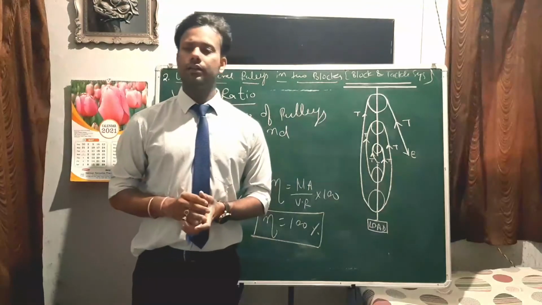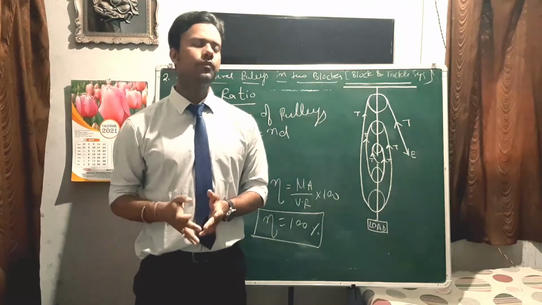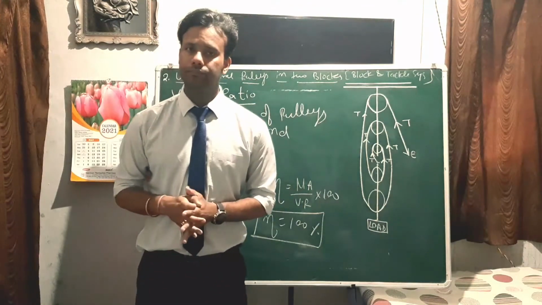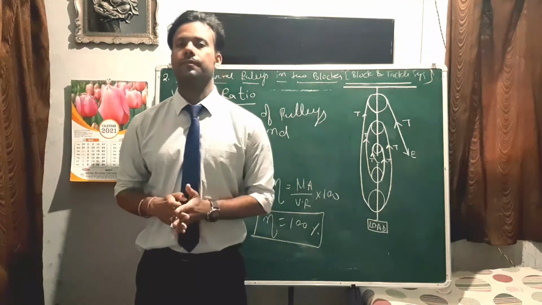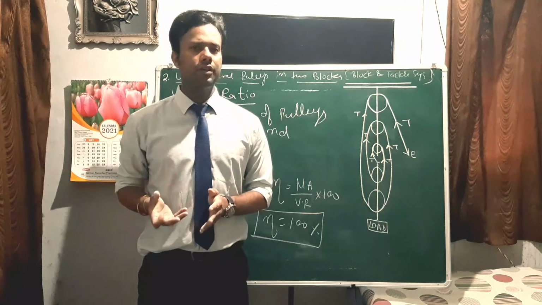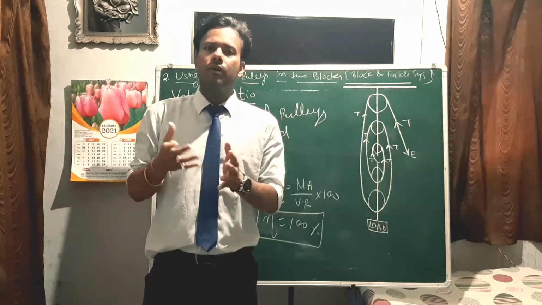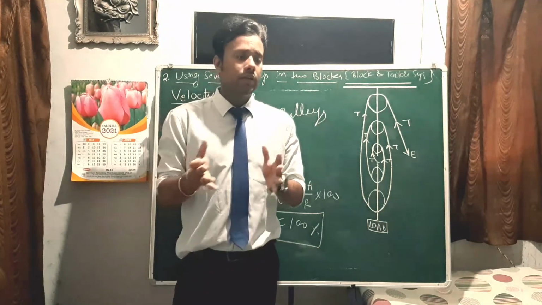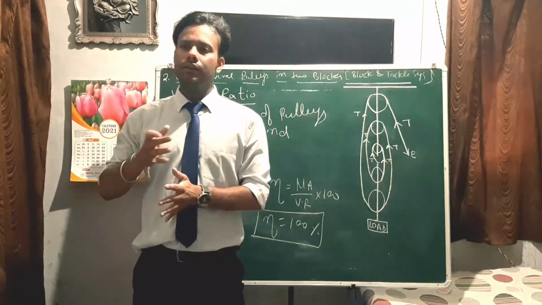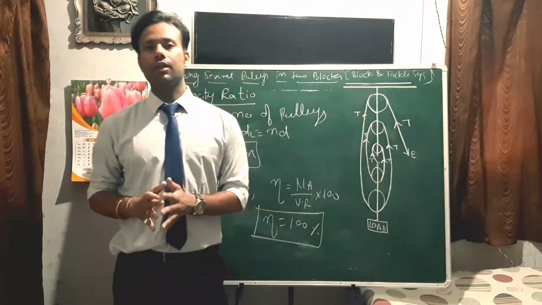Some students think that, like I told you, if we have to overcome a load of 100 Newton, we have to apply only an effort of 20 Newton, right? If we have 5 pulleys. So some students think, are we gaining energy here? Where does the energy come from? Of 100 Newton we are applying only 20 Newton. That means for the rest, 80 Newton, who is supplying this energy? But actually this is not the case.